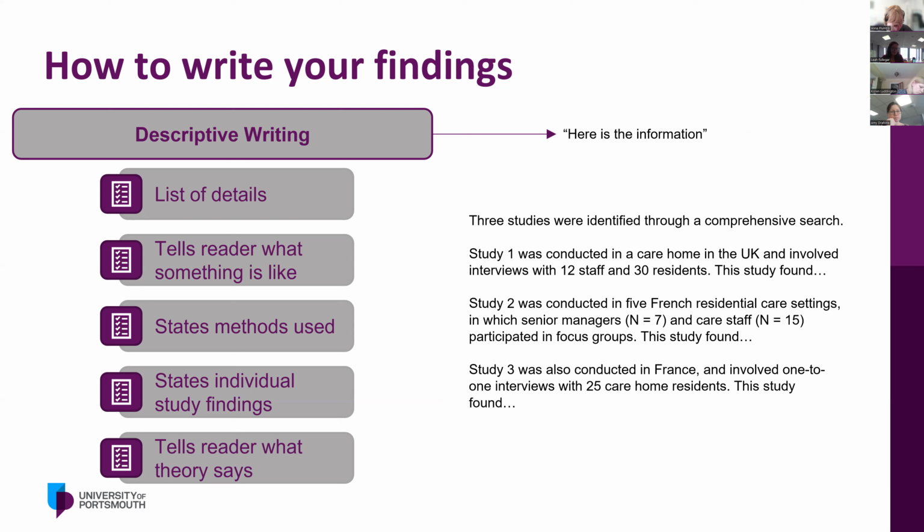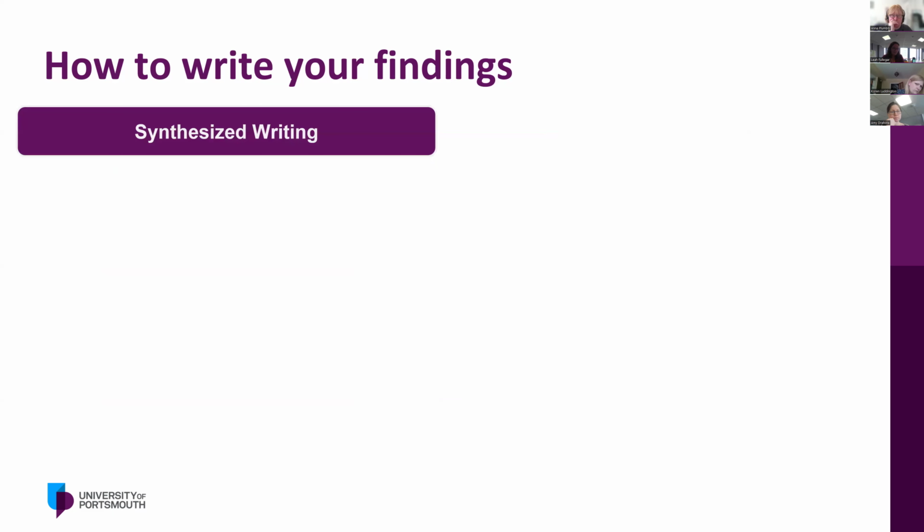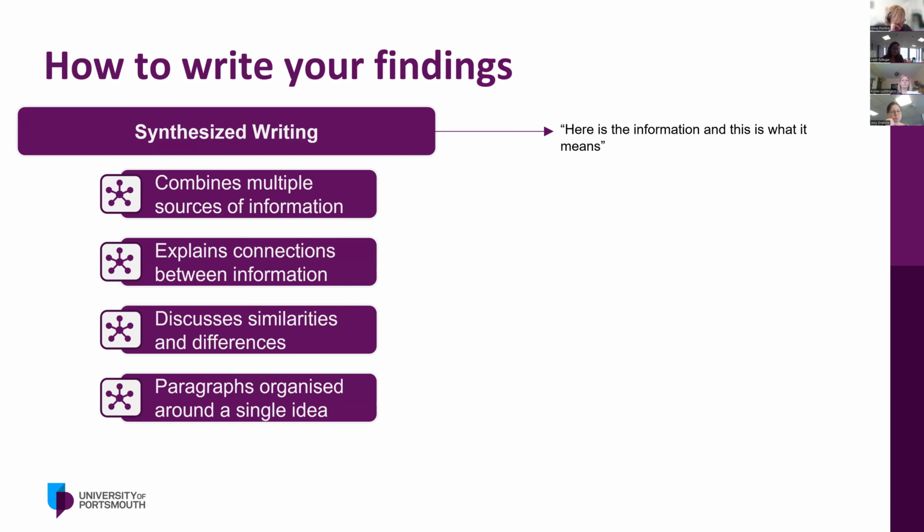By writing in a descriptive way, the reader is going to need to do a lot of work to try and make sense of the information you're giving them. When writing in a synthesized way, you will be giving your reader the information, but also telling them what that information means. So you might combine the information so it isn't separate points anymore, but a whole body of information. You might explain those connections and how different studies connect, how they differ, how they're similar, and present your findings around single ideas rather than single articles.